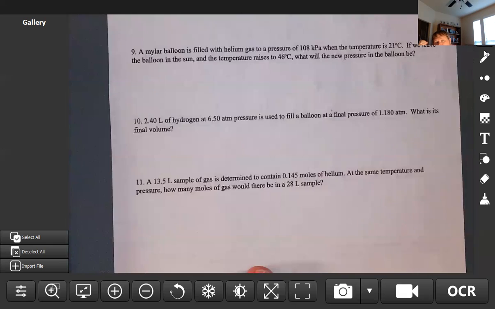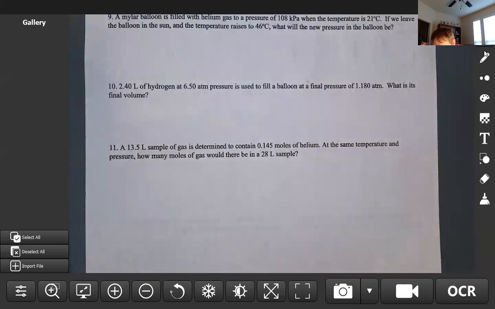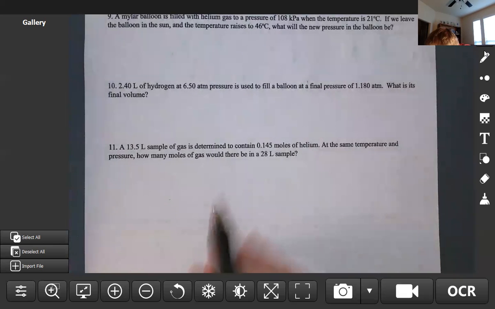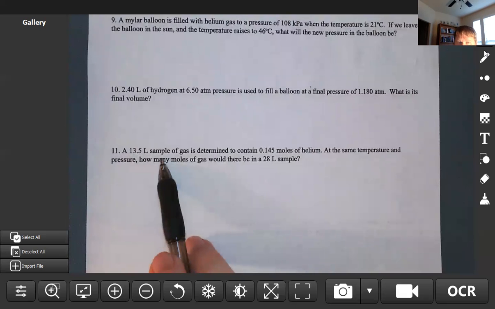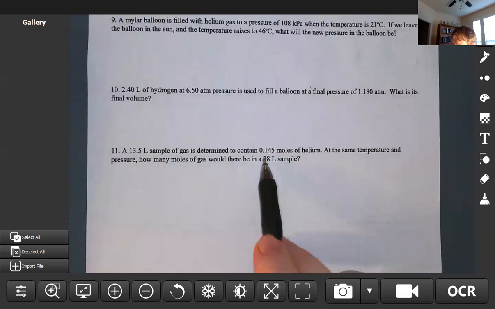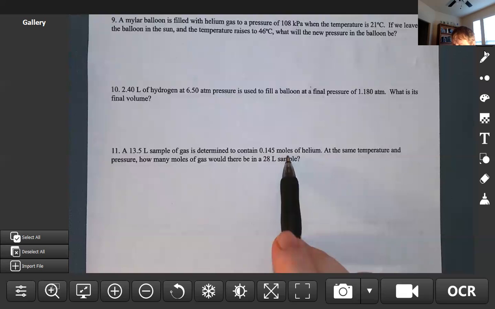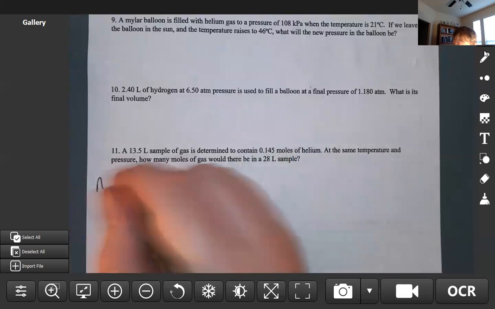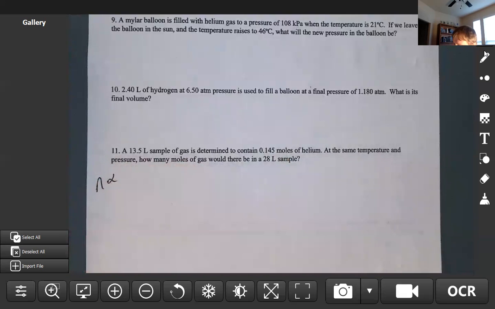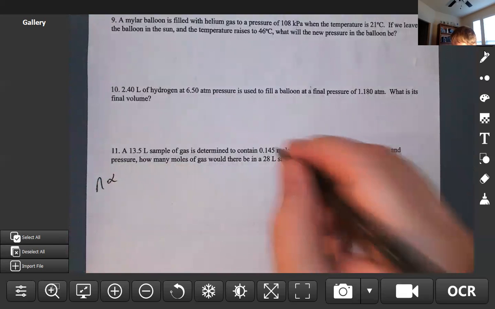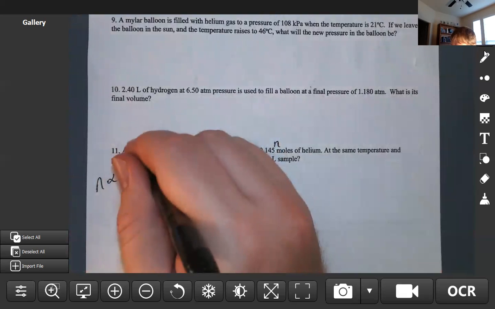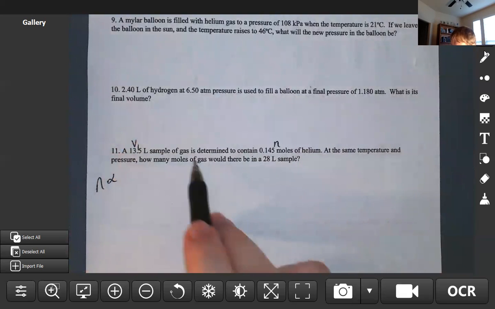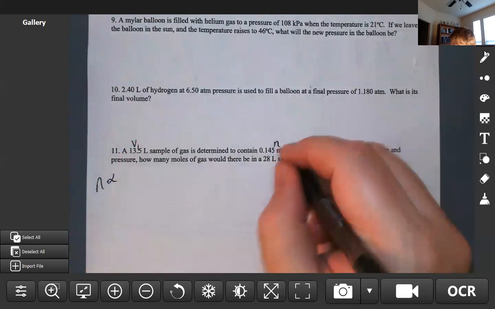All right, let's go to number 11. I was looking for different variations of the problems, and they're all the same until we get over here. So a 13.5 liter sample of gas has 0.145 moles. Okay, so this is new. This is going to be moles in proportion to something. So this is n, and this is V over here. Volume is determined to contain, so these two go together.